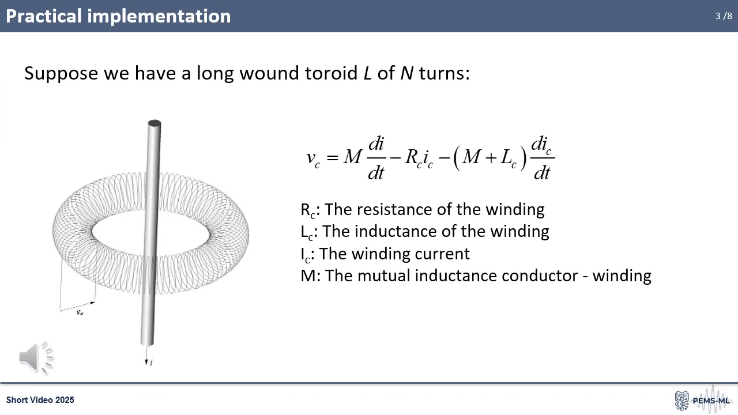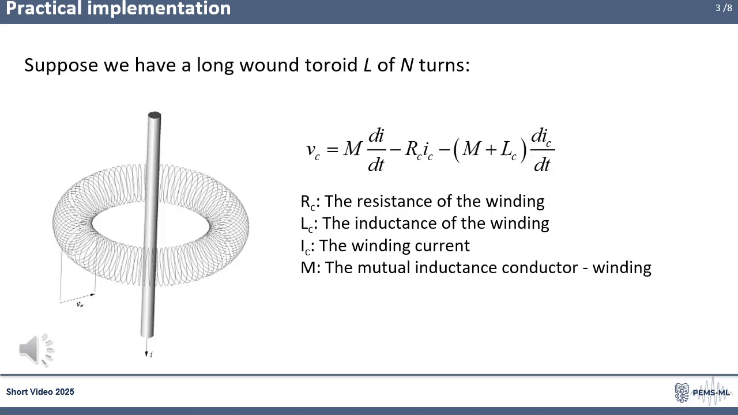In practical applications, the Rogowski coil is a long, uniformly wound toroidal coil of length L with N turns surrounding a current-carrying conductor with current I. In this case, given the resistance and inductance of the winding current, and the mutual inductance between the current-carrying conductor and the winding, it is possible to derive the following relationship between the instantaneous voltage induced in the coil, Vc, and I, according to Faraday's law of electromagnetic induction.